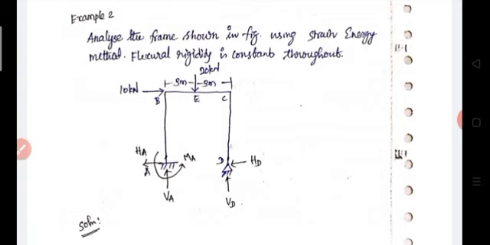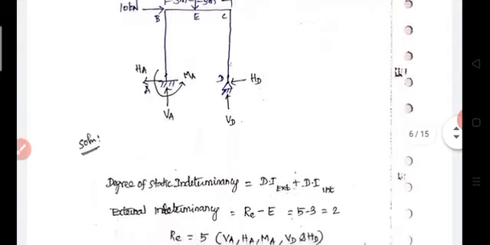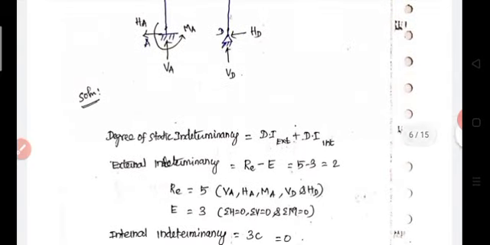So first, what to do? First, we have to determine the degree of indeterminacy. The total degree of indeterminacy consists of two parts: one is external indeterminacy, another one is internal indeterminacy. External indeterminacy is equal to the number of unknown reactions minus the number of available equilibrium equations.